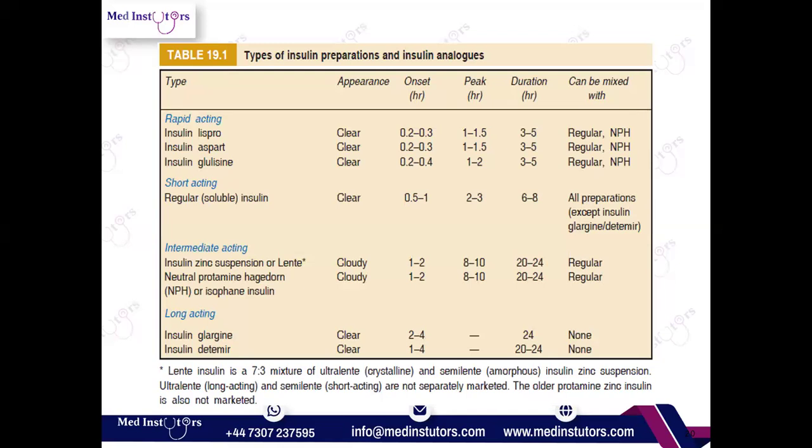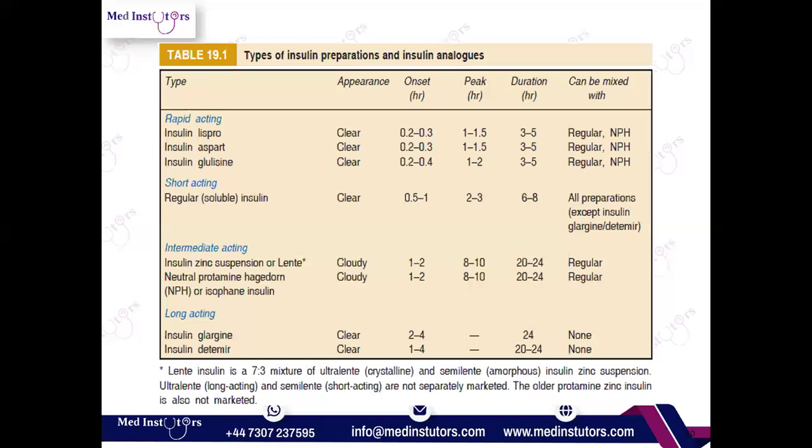So basically, these are the available insulins in the market, approved ones: Lispro, Aspart, Glulisine, regular insulin, NPH or isophane insulin, glargine, detemir, and even degludec is also approved. Now we can see the features of each insulin.